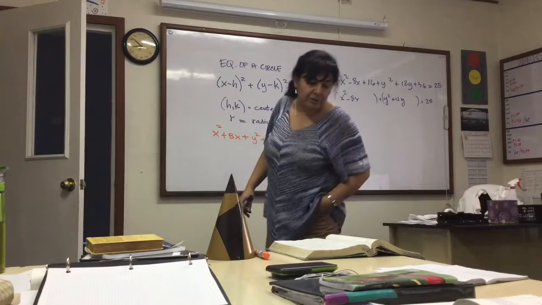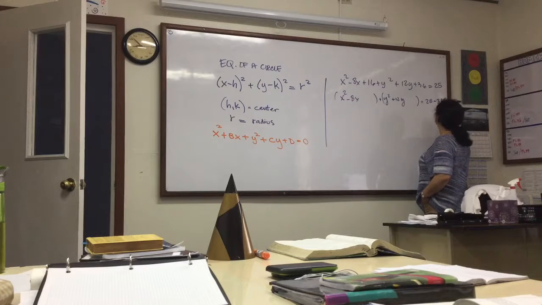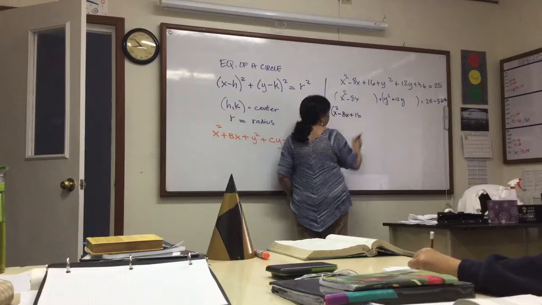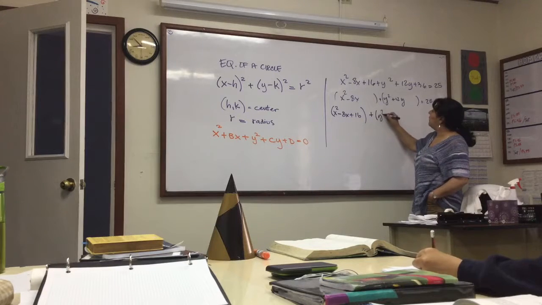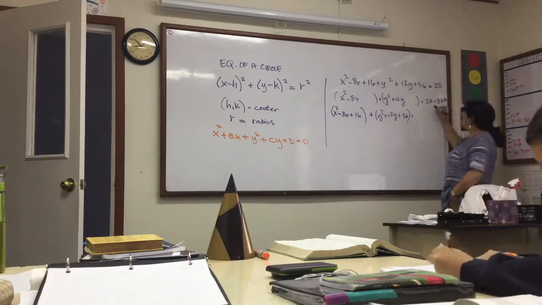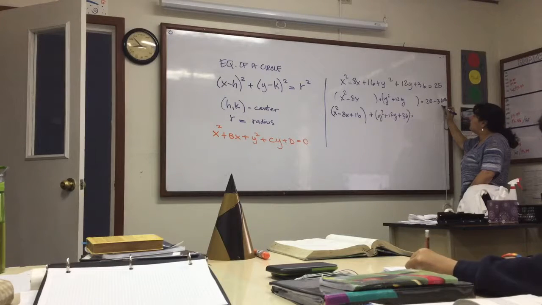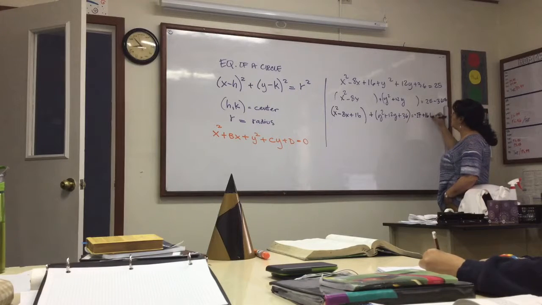Minus 36, minus 16. Yes, minus 16. Okay, so I complete the square here, and I have x squared minus 8x plus 16, because it's this one divided by 2, squared, plus y squared plus 12y plus 36. And what I do on one side I have to do on the other. I added 16, so I have to add it on this side, and I added 36, so I have to add it on this side.